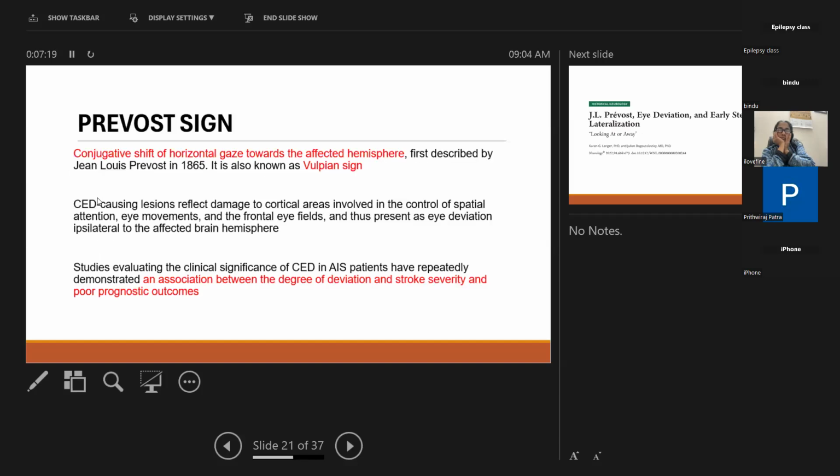Yes. That is the sign which is called Prevost sign. Both, madam. Both are interchangeable. Yes, madam. Affected hemisphere.